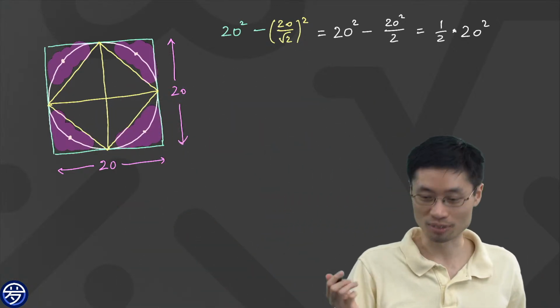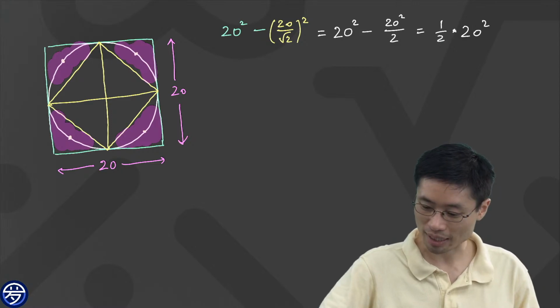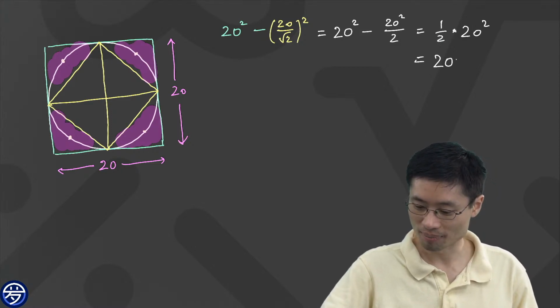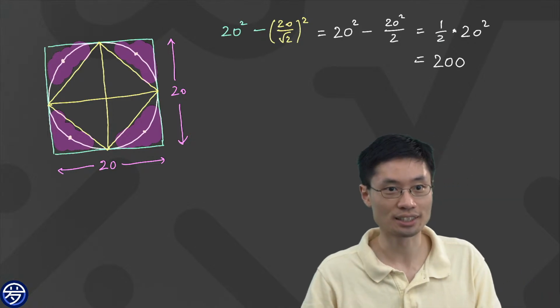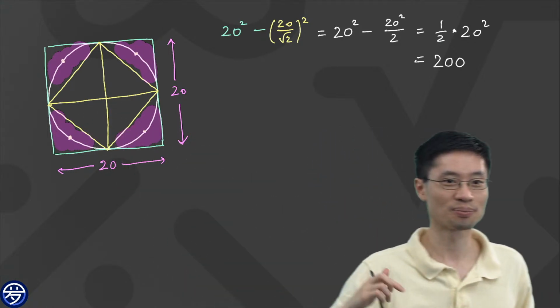So the answer is half of 20 squared, and half of 20 squared is half of 400, which is 200. And so that's the answer. The answer is the area in between is 200.